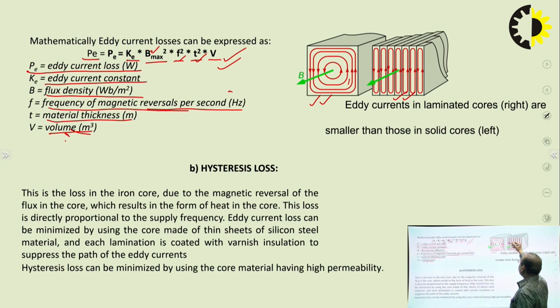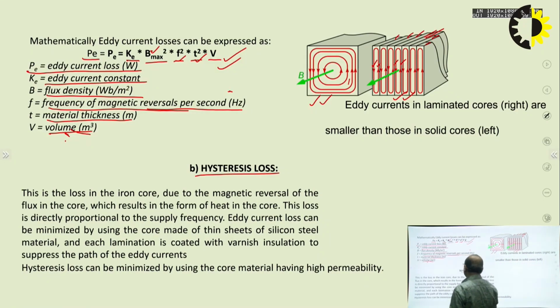These are the paths of eddy currents. All these are paths of eddy currents, and that is getting reduced by lamination of core. These are laminations, thin strips. These are all known as laminations, which are made with the help of thin strips. The thickness of the strip that can be taken is 2 mm or 3 mm in that range, so that we can laminate the core properly.